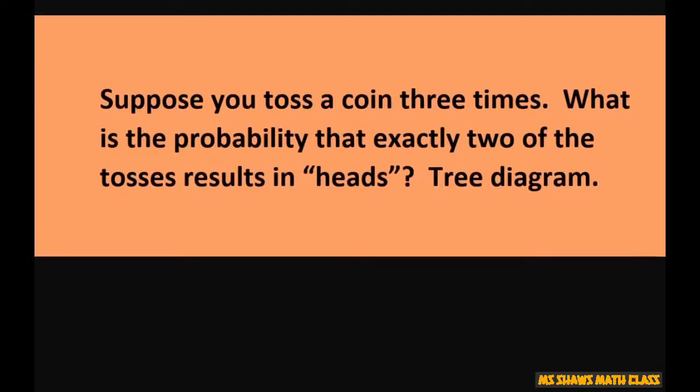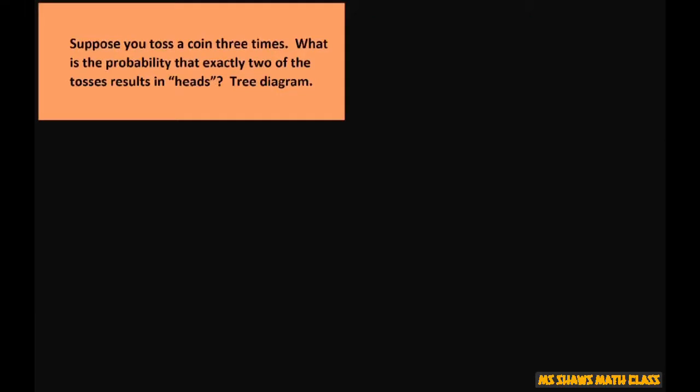Everyone. Suppose you toss a coin 3 times. What is the probability that exactly 2 of the tosses results in heads? And we're going to draw a tree diagram to illustrate this situation. So the coins, you're either going to get heads or tails. So we're going to go from the first one, the first toss.